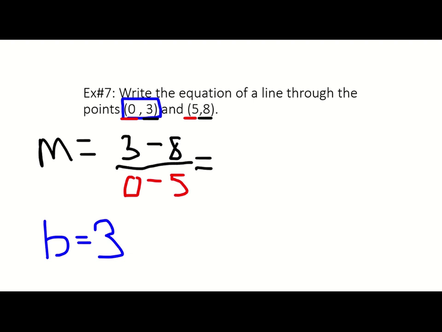Simplify it. 3 minus 8 is negative 5. 0 minus 5 is negative 5. And negative 5 divided by negative 5 is 1. So my slope of the line is 1.